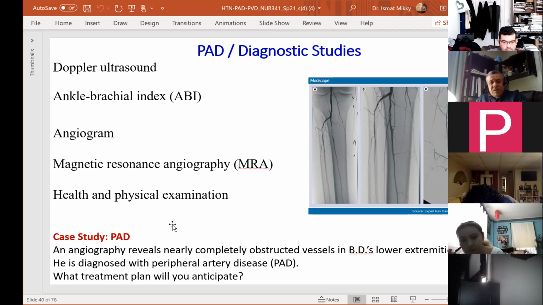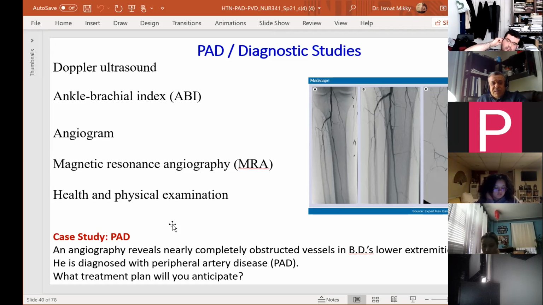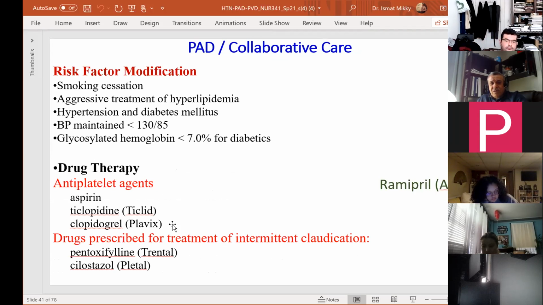The case study unfolded to say that the angiography reveals nearly completely obstructed vessels in the patient's lower extremities. Patient is diagnosed with PAD. So now we have diagnosed. So we're done with diagnoses, and now we're going to move on to treat the problem. What treatment would you anticipate for this patient?